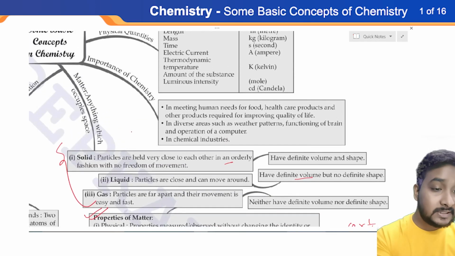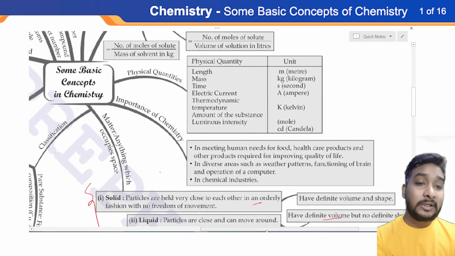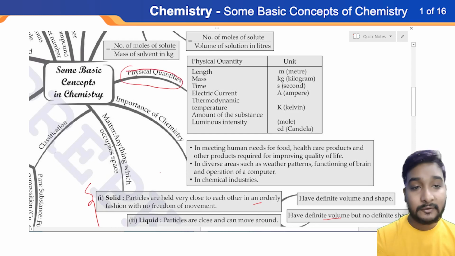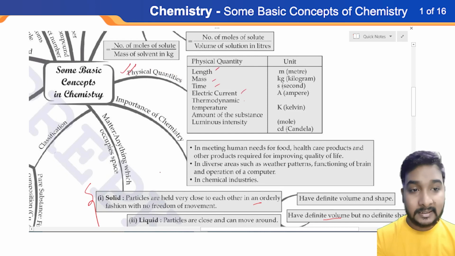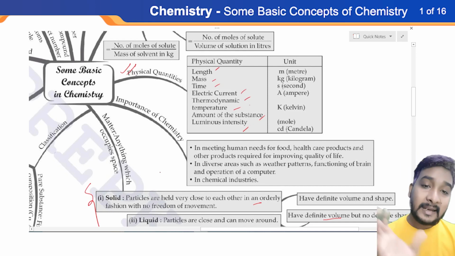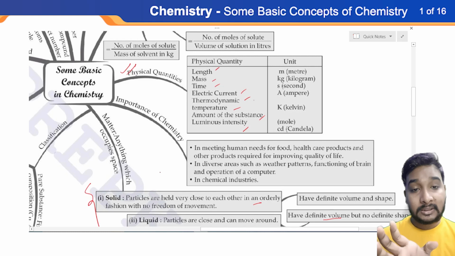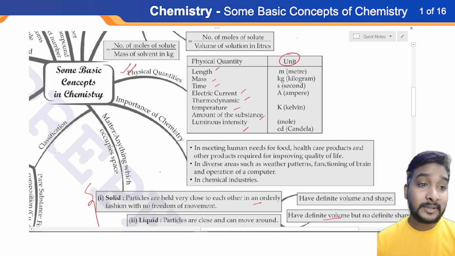So after this, let's move on to the physical quantities. During the solving of numericals, we have to use some physical quantities like length, mass, time, electrical current, thermodynamic temperature, amount of substance, and luminous intensity. And during the use of these physical quantities, we have to use the prescribed units according to the SI system.